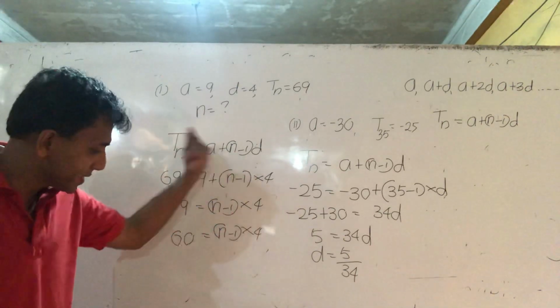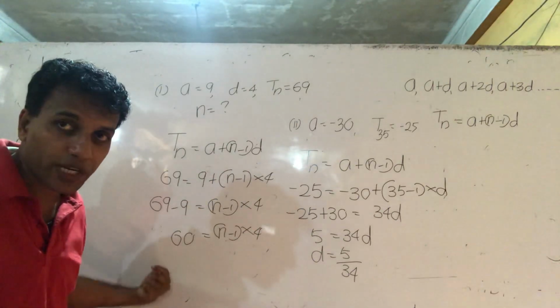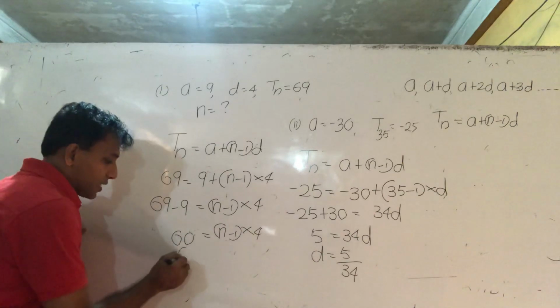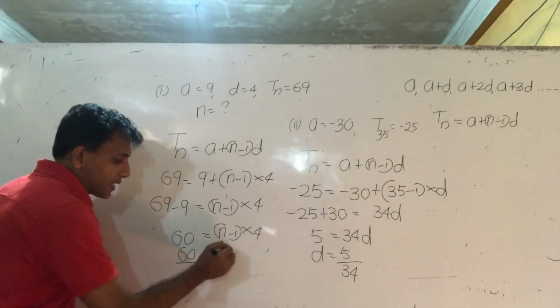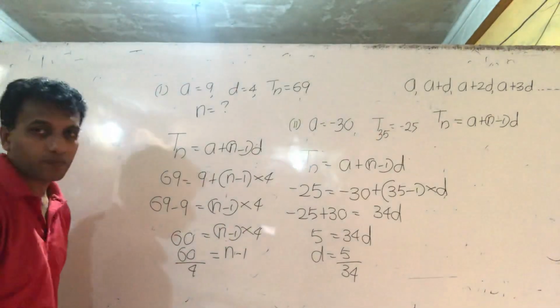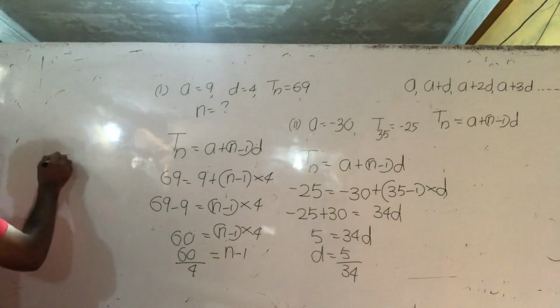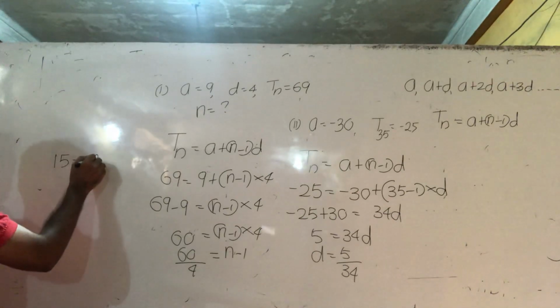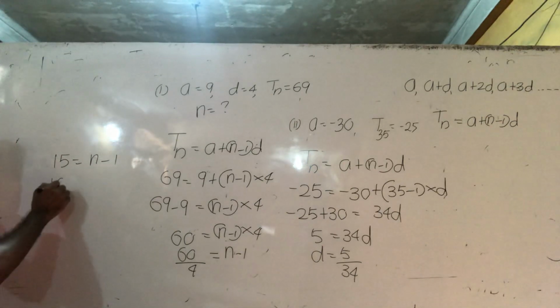Multiplication by 4, take this side. Multiplication by 4 on the other side, the inverse operation is divide. So 60 divided by 4 is N minus 1. What is 60 divided by 4? 15 equals N minus 1. Take the minus this side: 16.